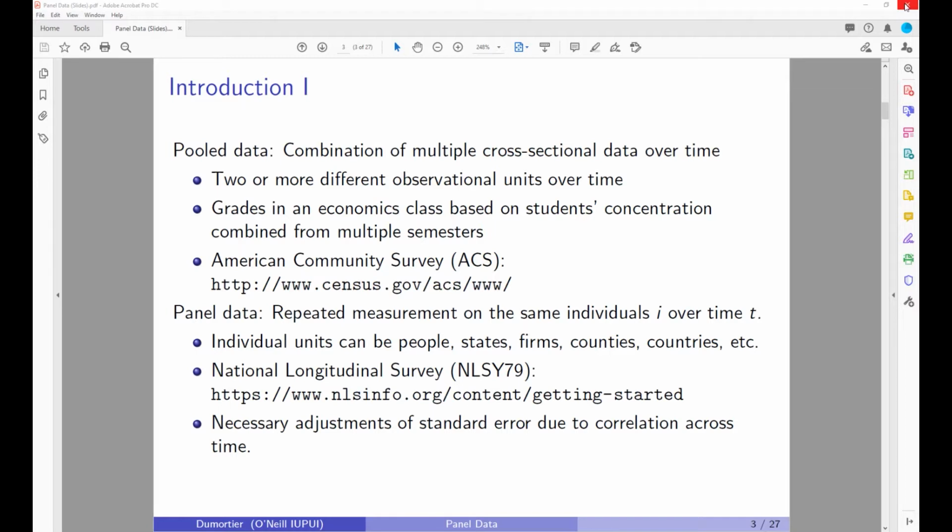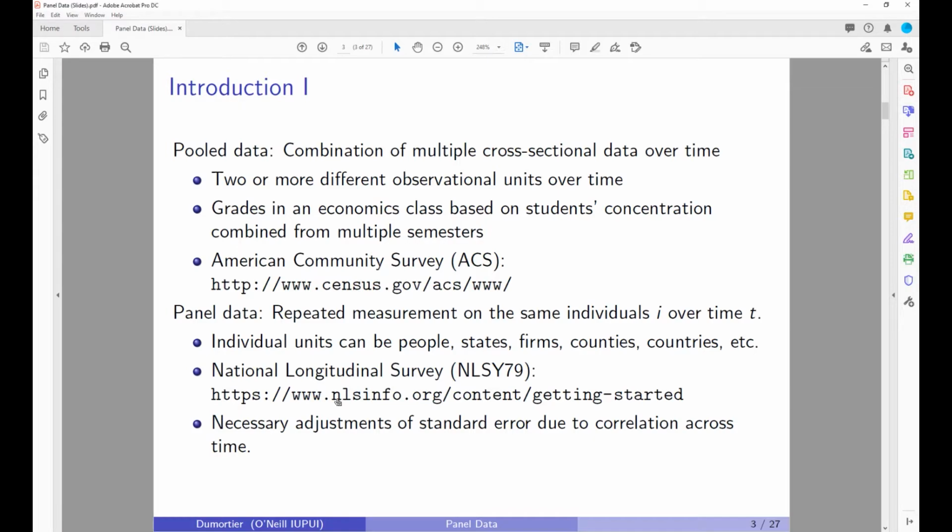Now, true panel data is if we have a repeated measurement, or the same question, of the same individual over time. Again, note that this data is very difficult to collect. The individual units can be people, states, firms, counties, countries, etc. Now, there is one national example, which is called the National Longitudinal Survey.